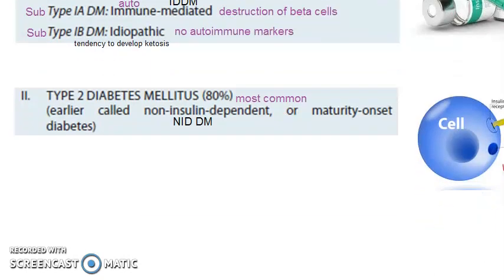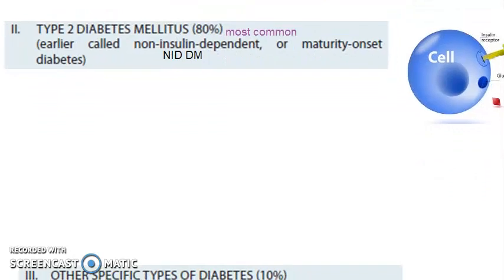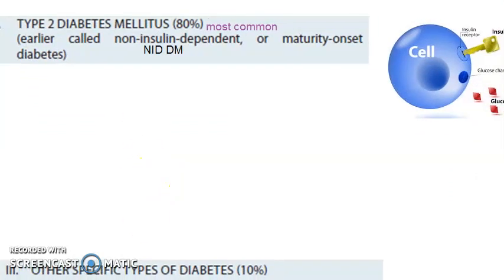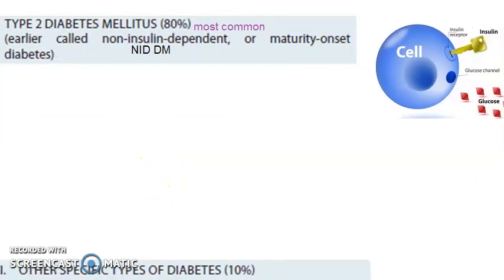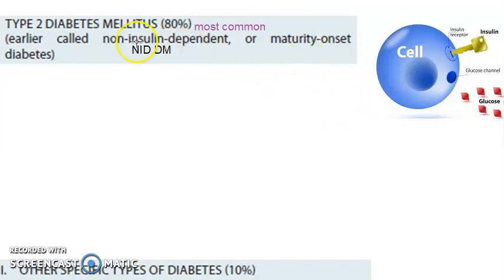So now we will move on to type 2 diabetes mellitus. It is the most common. We are not going into very much detail, we're just looking at the classification. Here what happens, like I told you, it's a very common case of diabetes mellitus. And it was earlier called maturity onset diabetes. But now this term is not used because it can occur even in obese children.